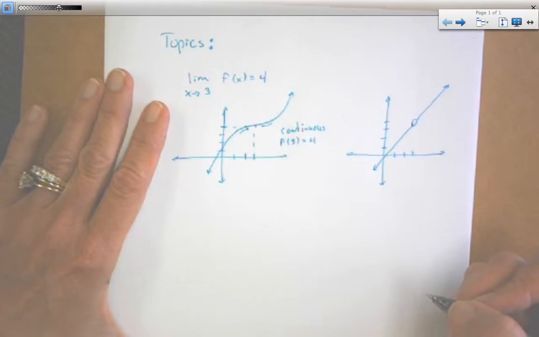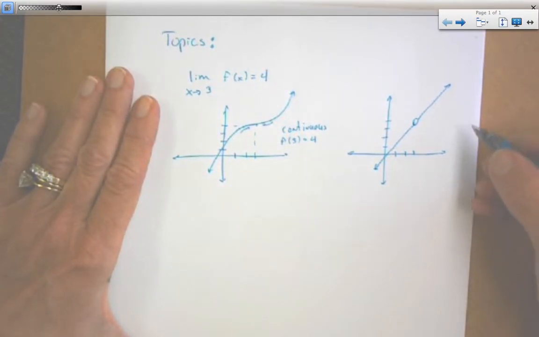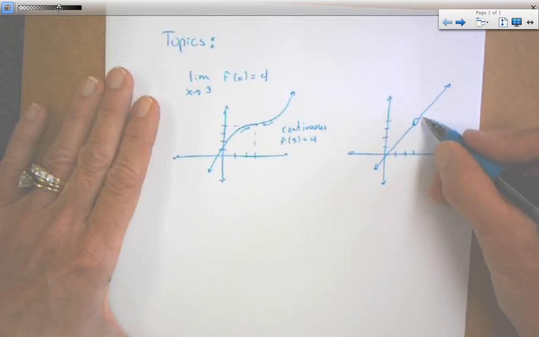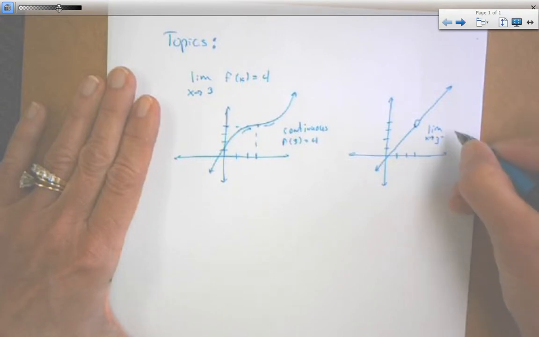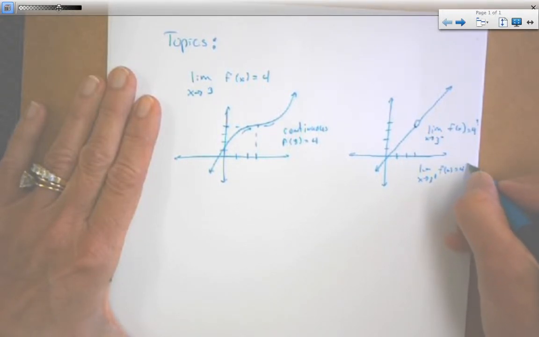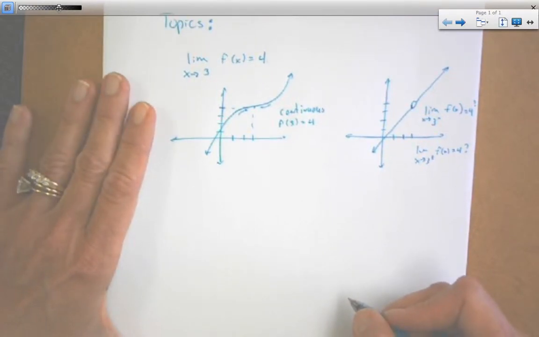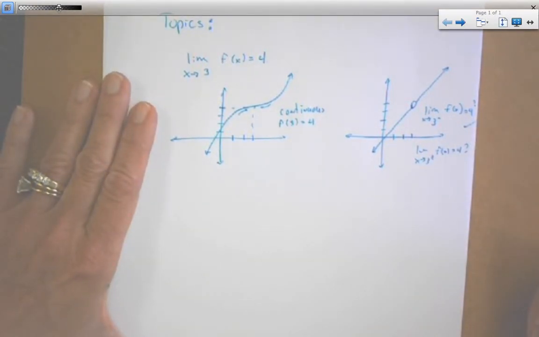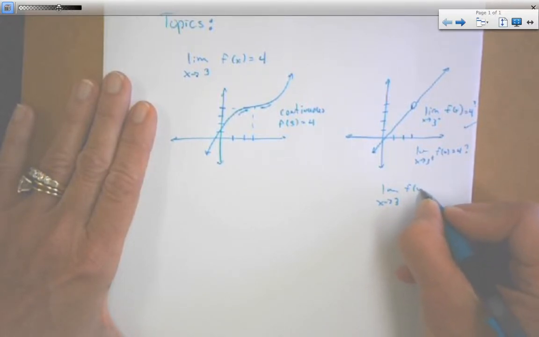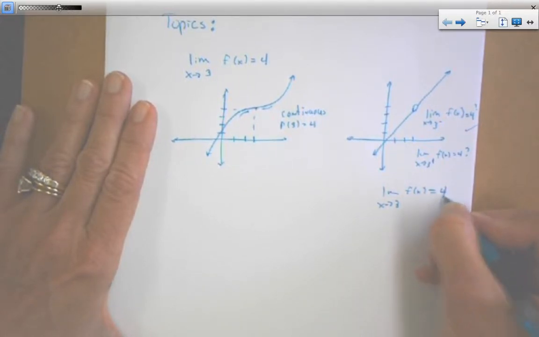Let's look at this situation. Is the limit coming from the left and the right both 4? And the limit coming from the right equal 4? So does the limit exist? Yes, because the left hand and right hand limits are equal. So the limit as x approaches 3 of f of x equals 4.